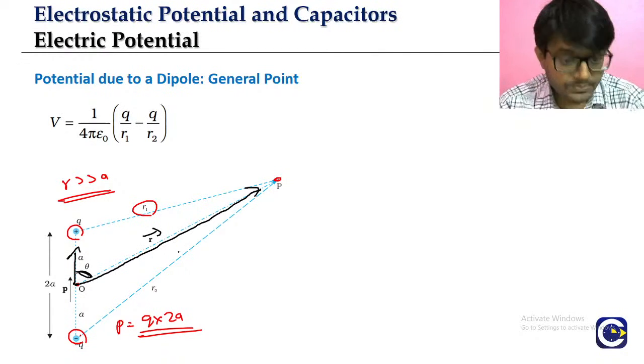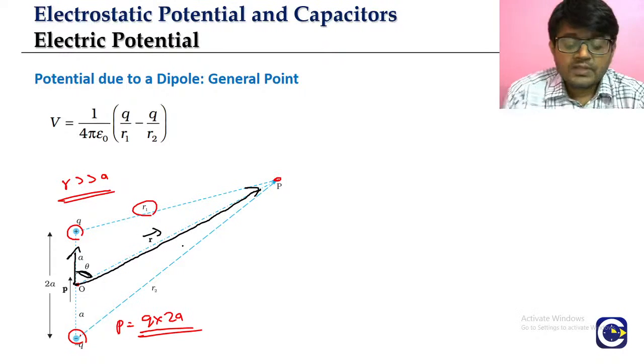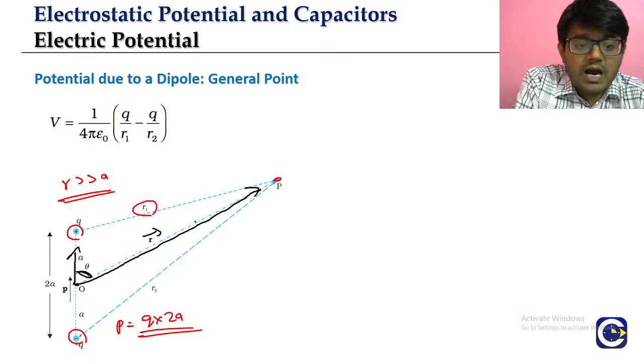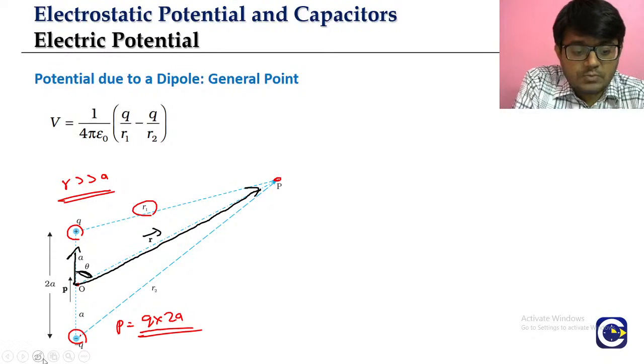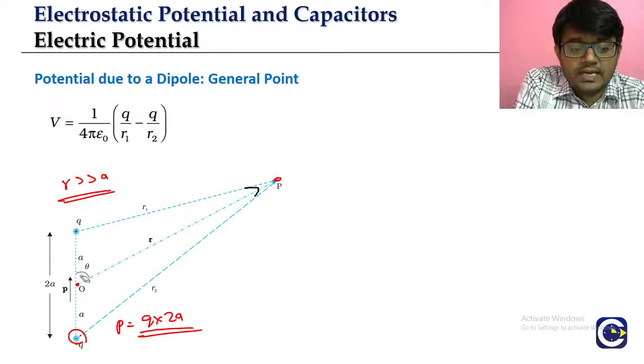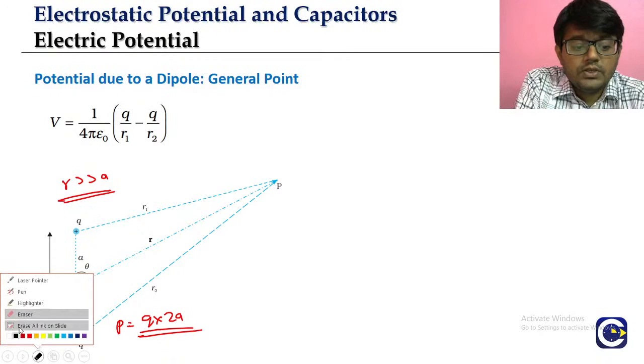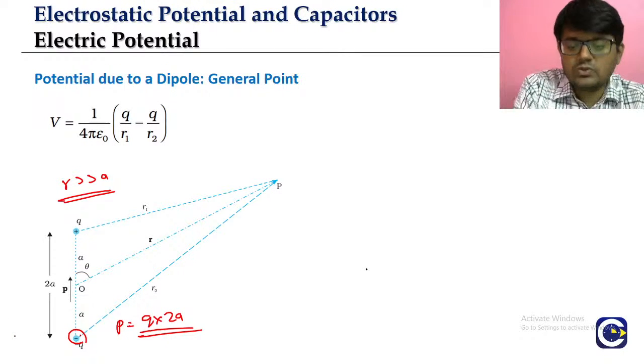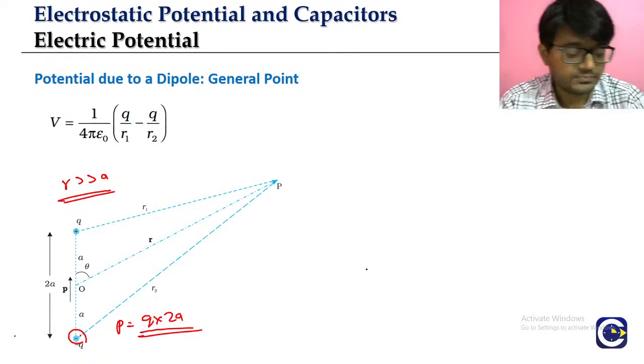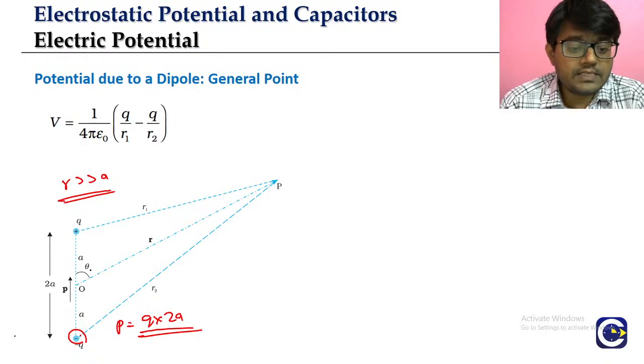These two are used to represent any general point with respect to the dipole. We have r1 and r2 in the potential formula, but we should not have r1 and r2 in the final expression. The final expression should be in terms of r and theta.